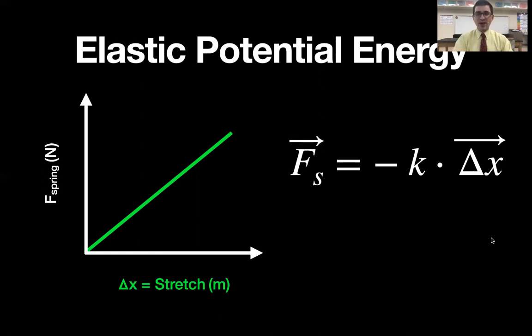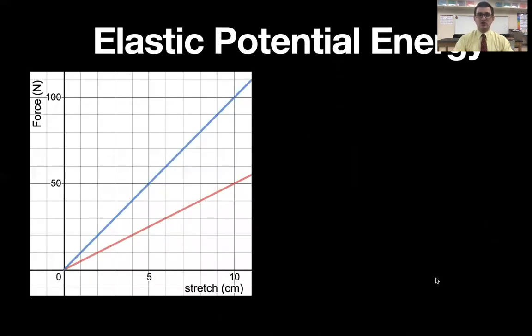Okay, so all that aside, now let's start to try to quantify elastic potential energy. And to do that, I'm going to present you with a scenario. So I have two springs. One of them is quite a bit stronger than the other, by which I mean it has a higher spring constant, higher k. The force versus stretch graph has a higher slope. So the blue spring you can see here is strong, and the weak spring you can see here is weak.